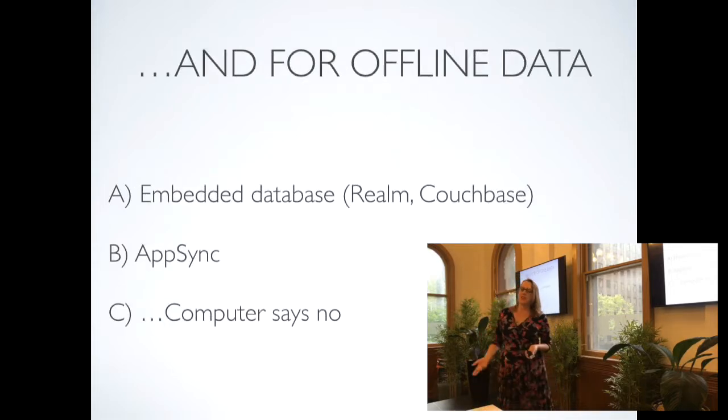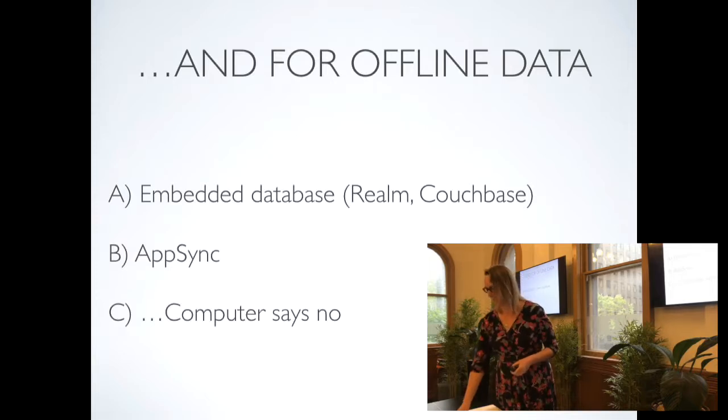And then our other consideration was offline data. So there's a few options for that as well. So in the mobile space, you can embed a database, which is going to be a copy of the database that's on the server. So Realm and Couchbase are examples of databases for mobile that do this. They replicate the data locally and on the server as you call it down. But AppSync has this ability as well. And then we also have an option. We could just say, no, just be online.